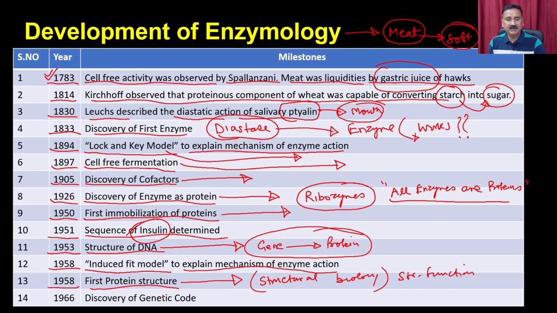Then in the year of 1966, people discovered the genetic codes, and that's how people started knowing that this amino acid is coded by this particular genetic code, and that has allowed them to clone that particular gene or clone that particular protein.